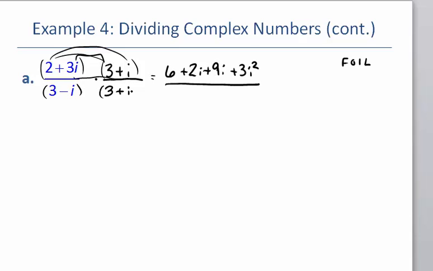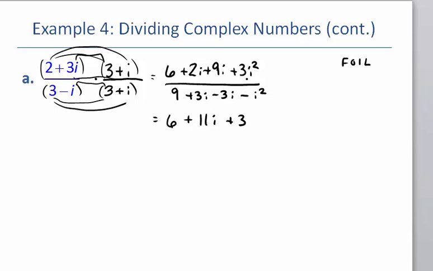We're going to do the same thing in the denominator using the FOIL method. First times first would be 3 times 3, which is 9. Outside, 3 times i would be 3i. Inside would be negative 3i. And last would be a negative i times a positive i, so a negative i squared. Now let's look at simplifying this. On the top, we're going to combine our middle terms. So 6 plus the 2i and the 9i make 11i. And in place of this i squared, remember that we can put in a negative 1.